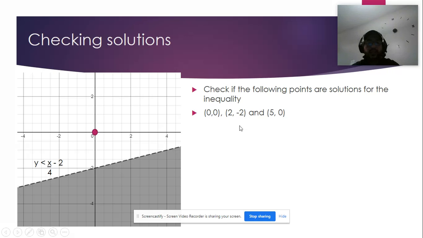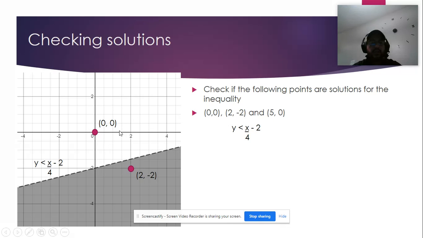Let's start with 0, 0, which is here, and obviously it's not part of the solution. What about 2 comma negative 2? It's right here, so that one will be part of my solution. What about 5 comma 0? It's not in my graph. So what we can do, and what we must do, even though they're on the graph, is check it by plugging it into the inequality.